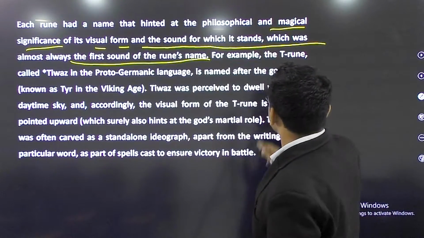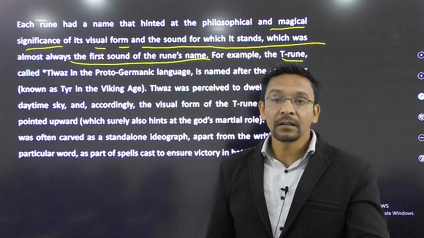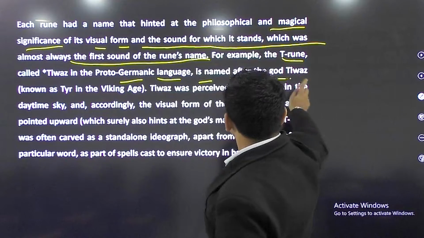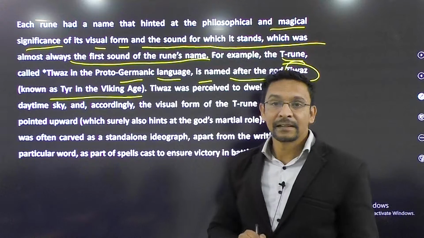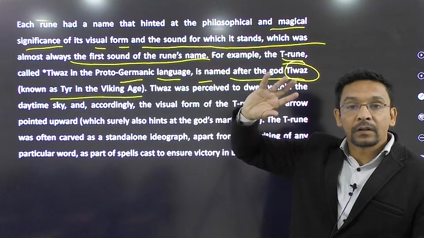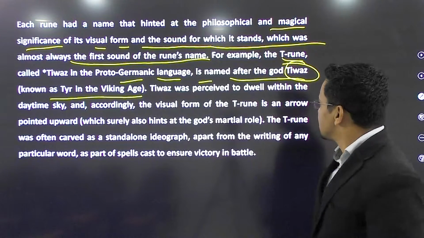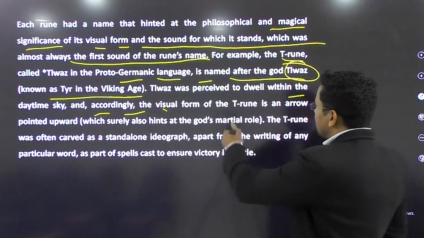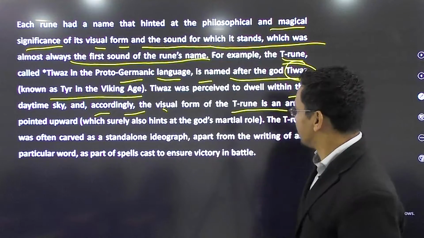For example, T rune called Tevaz. जो T rune है letter, वो Tevaz में पहला है, right? The Proto-Germanic language, ये एक god का नाम है. ये देखिए, इस तरह से उनके runes थे. So जो letters है ना, उनके अपने गॉड के साथ, डेटीज के साथ कनेक्शन है. Tevaz was perceived to dwell within the daytime sky and accordingly the visual form of the T rune is an arrow ऊपर की तरफ जो पॉइंट कर रहा है, right?